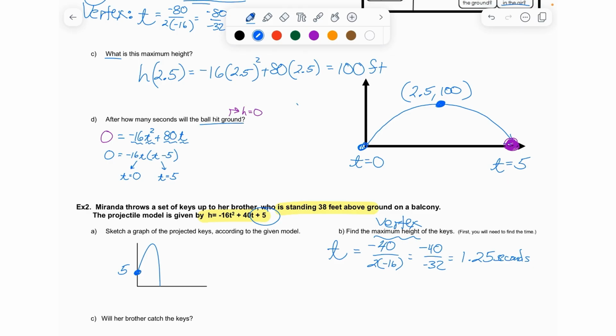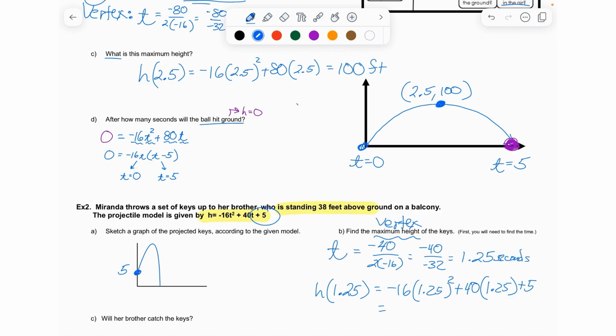So that's not actually the maximum height, but that's the time to get to that maximum height. The maximum height is actually the y value, and the y value comes from plugging in 1.25. So again, we have a pretty basic calculator step here. You just want to make sure you can put that in correctly as we've studied before.